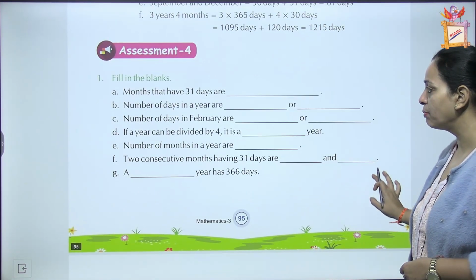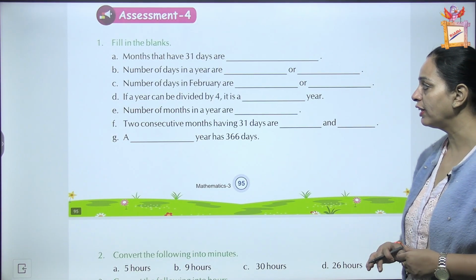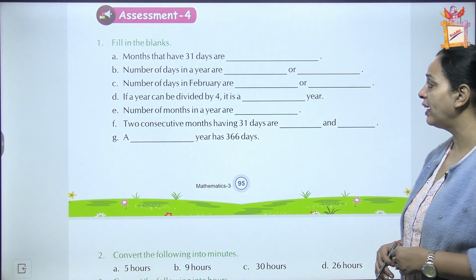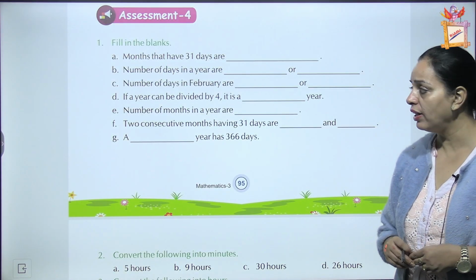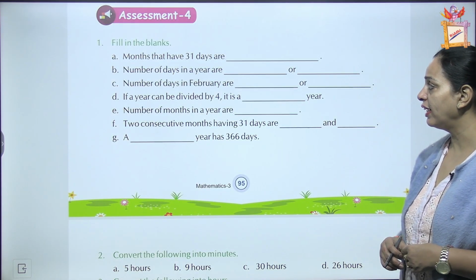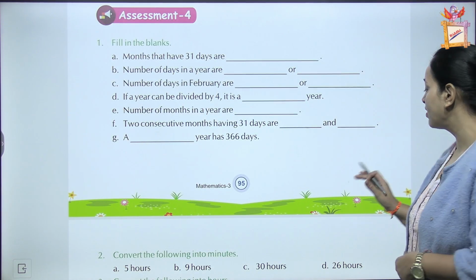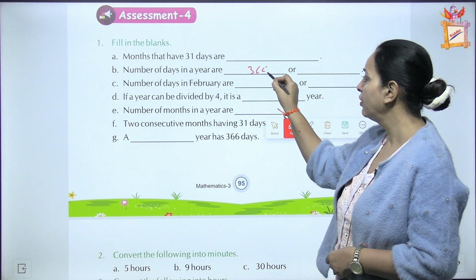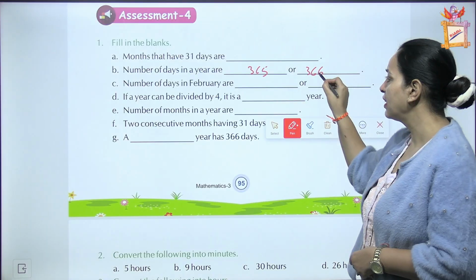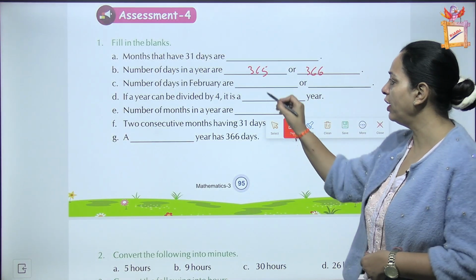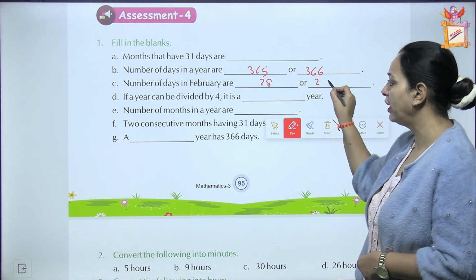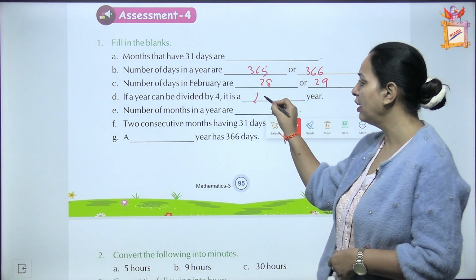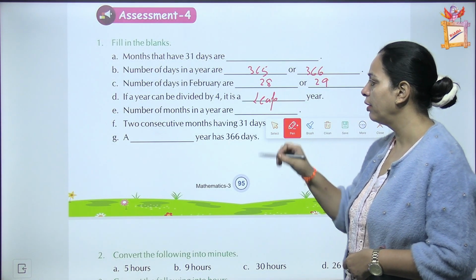Now come to assessment 4. The first one, filling the blanks. A part, months that have 31 days are. So you know very well. Now number of days in a year are 365 or 366. Number of days in February, 28 or 29. If a year can be divided by 4, it is a leap year.